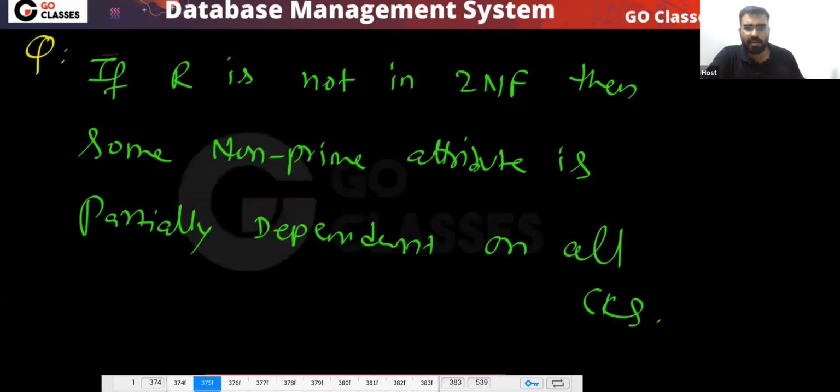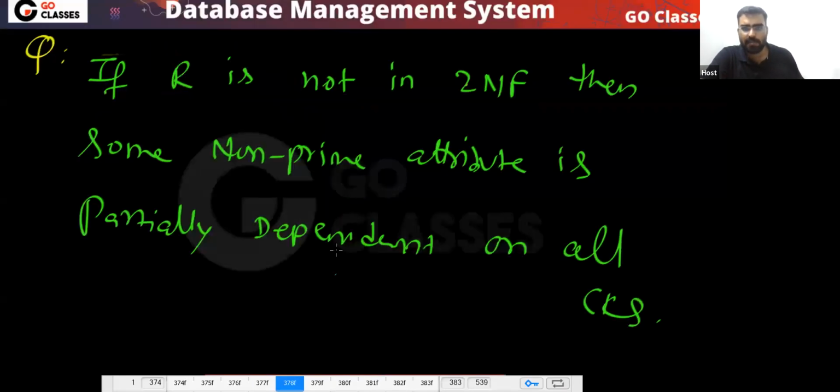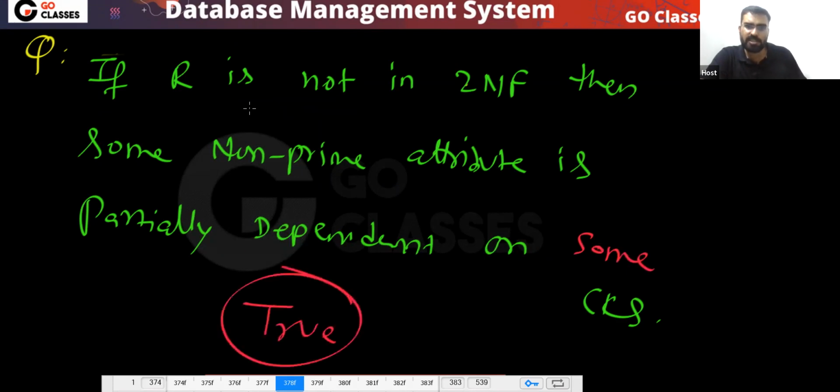But anyway, this statement is false because of this word. Some example you can definitely create, maybe you can try. But because of this word, if I put some here, now this statement will be true.